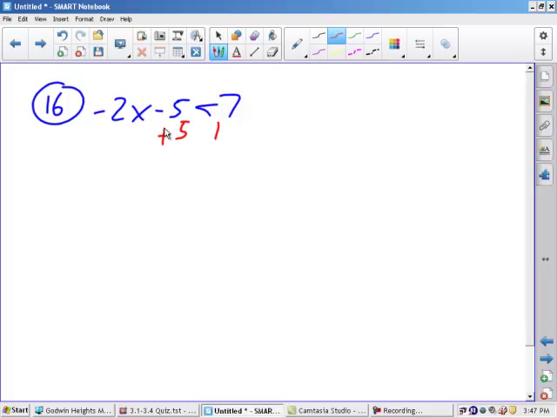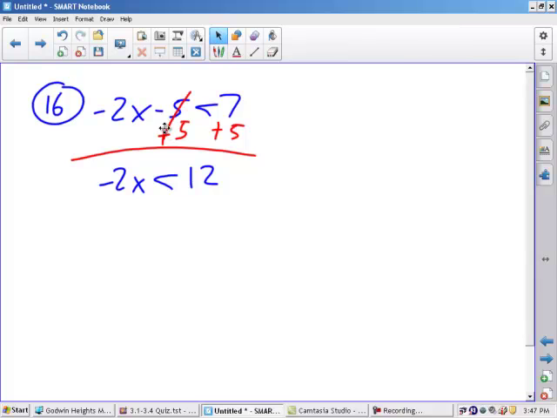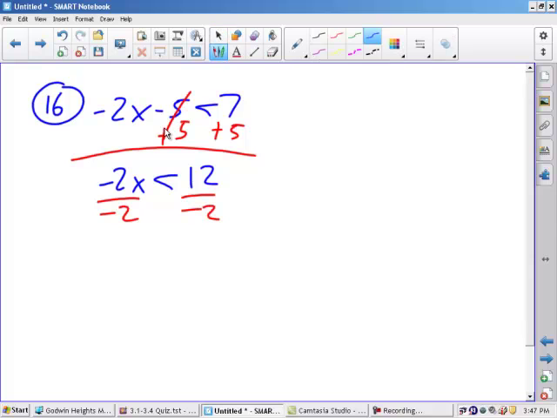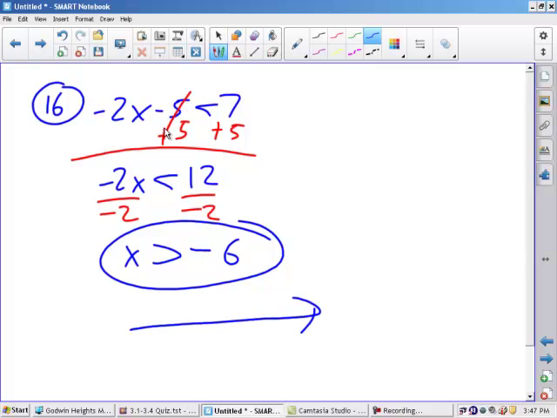Same thing with 16. Two-step though, I have to add 5 first before I do the multiplication division step. I then take negative 2x less than 12. I then divide by negative 2. I then get x is greater than negative 6 because the inequality symbol had to flip around. I then take negative 6, negative 5, negative 7, open circle to the right.